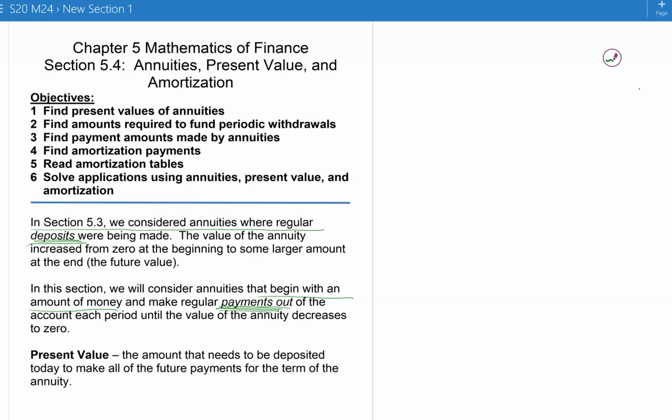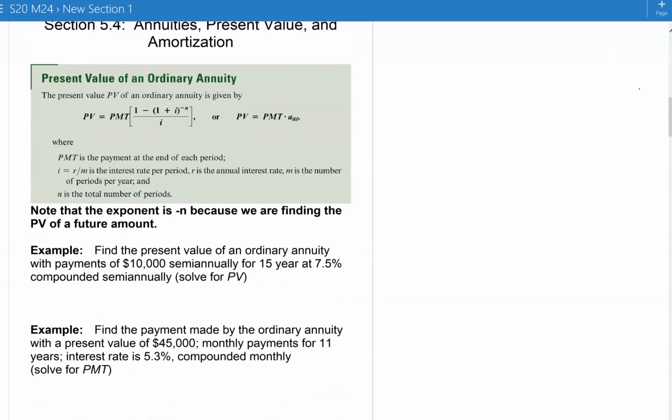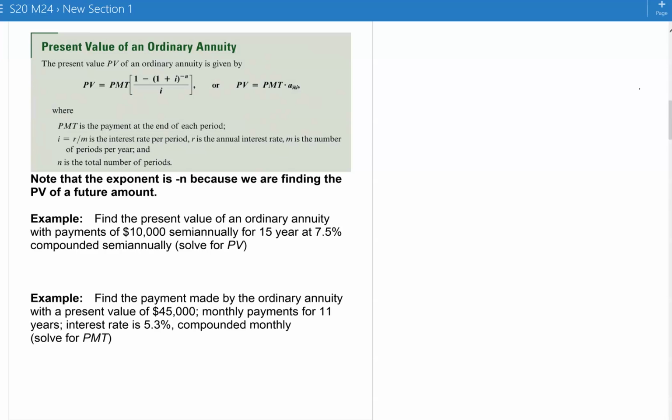So the present value is the amount that needs to be deposited today in order to make all of those future payments for the term of the annuity. It's a rearrangement of the formula for the present value of an ordinary annuity. And notice that the exponent is now to the negative n power. That has to do with using the formula the other way around. We're saying, how much money do we put in at the beginning so we can make all those payments?